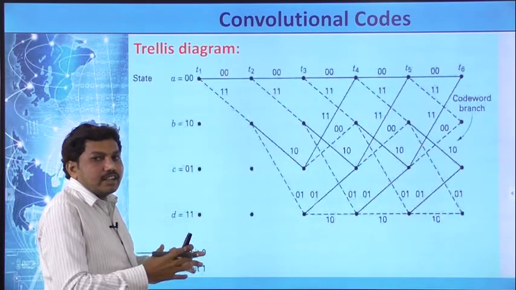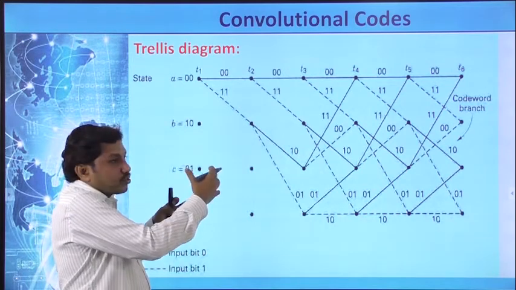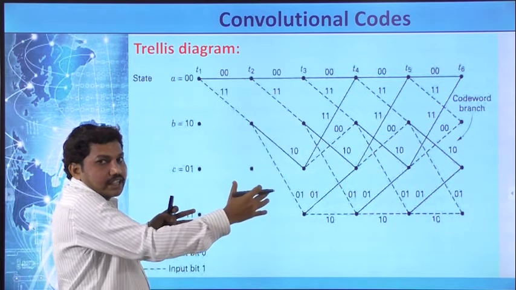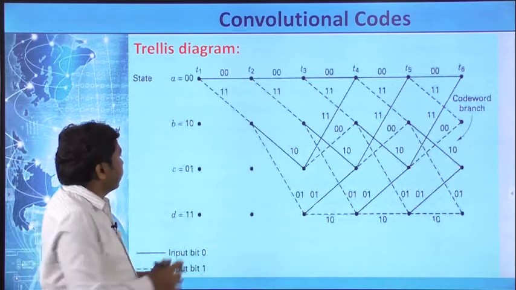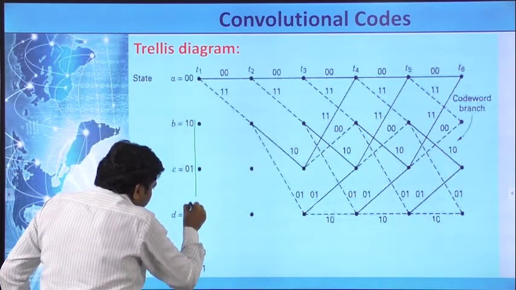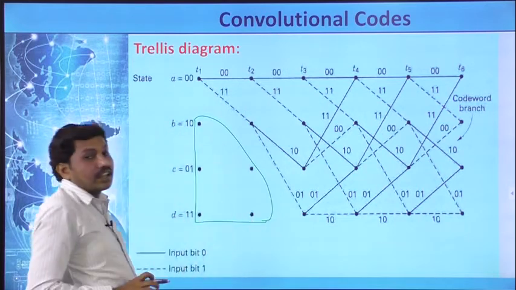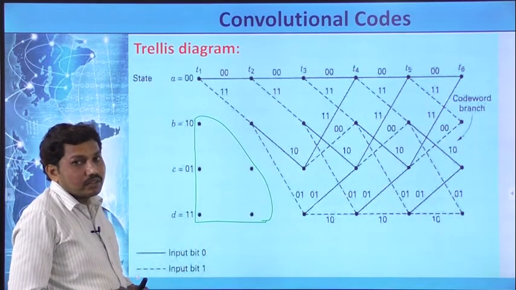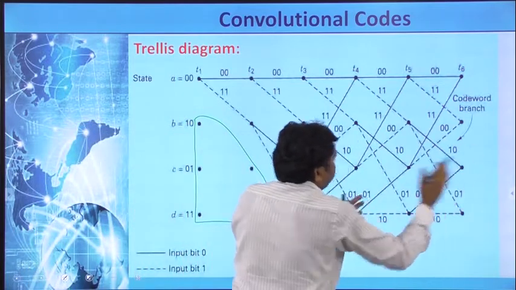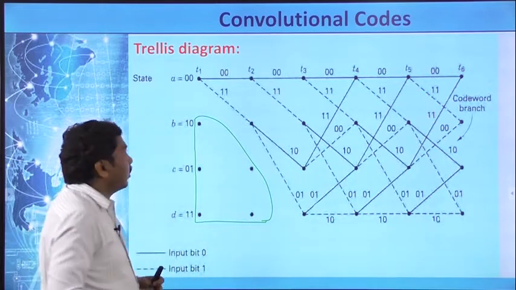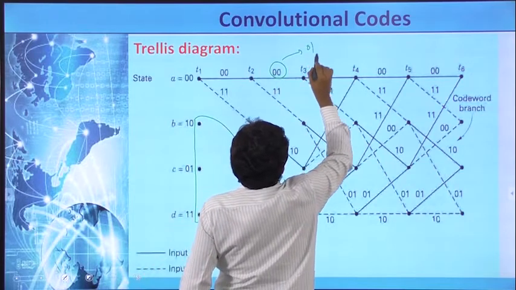If we extend the trellis diagram by considering more nodes on the x-axis, then the trellis diagram becomes like this. So look here, these 5 nodes do not have any connection. So here the number of stages increases along the x-axis. These are nothing but the output bits.